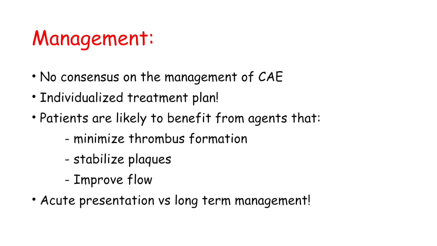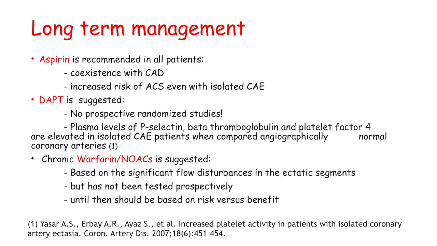Management will differ between acute presentation and long-term management. If somebody has a pre-op evaluation, you send for CT, you find ectasia, and he does not have any acute symptoms, his management is different from somebody who presented with acute MI with thrombus formation in the ectatic segment. Aspirin is recommended in all patients. Anybody with ectasia is recommended aspirin because of the coexistence of coronary artery disease and because of the increased risk of ACS, even with isolated coronary ectasia. So everybody with coronary ectasia should get aspirin antiplatelet agent.